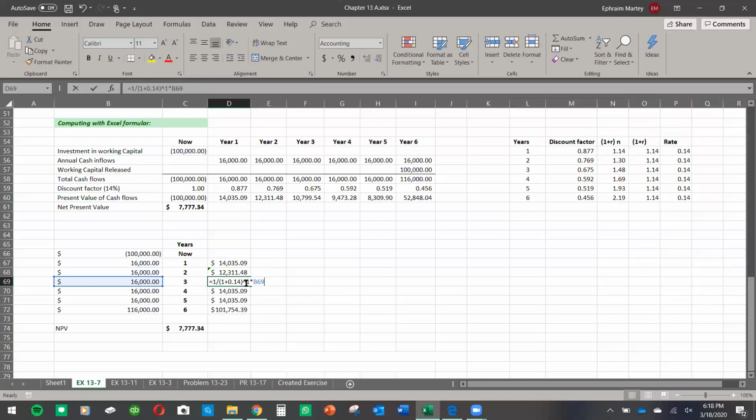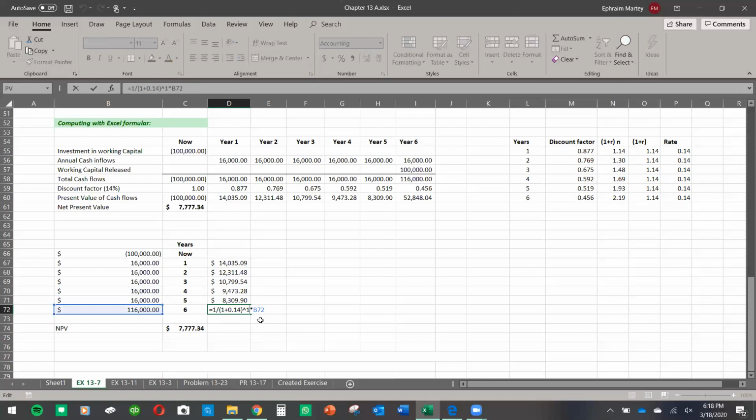This is in year 3, so raise the power to 3. This is in year 4, so raise the power to 4. I'm just changing the power. This is in year 5, so raise the power to 5. This is in year 6, so raise the power to 6. That's exactly what we have here from all this long table.